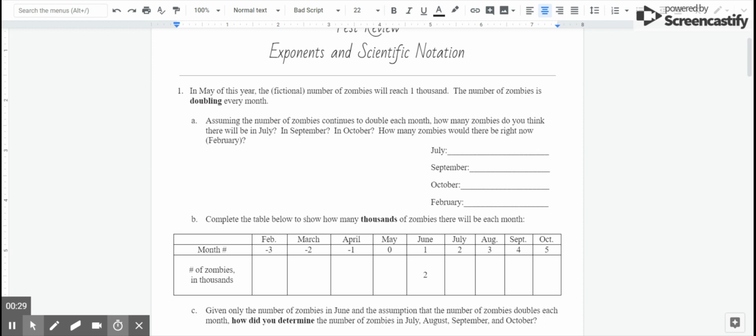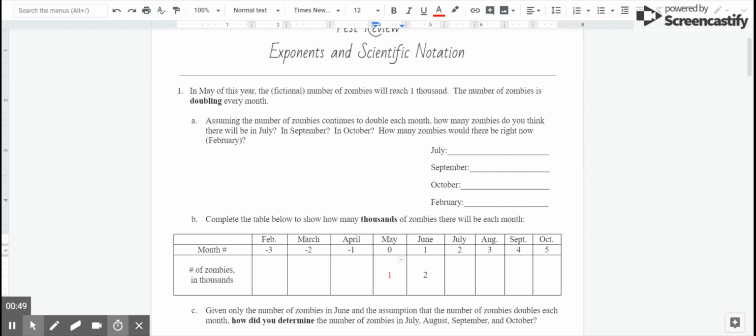So let's figure this out together. We know that there are going to be 1,000 zombies in May. It's actually going to be easier to start with the table to figure out how many thousands of zombies there will be in each month. We know already that in May there will be 1,000.